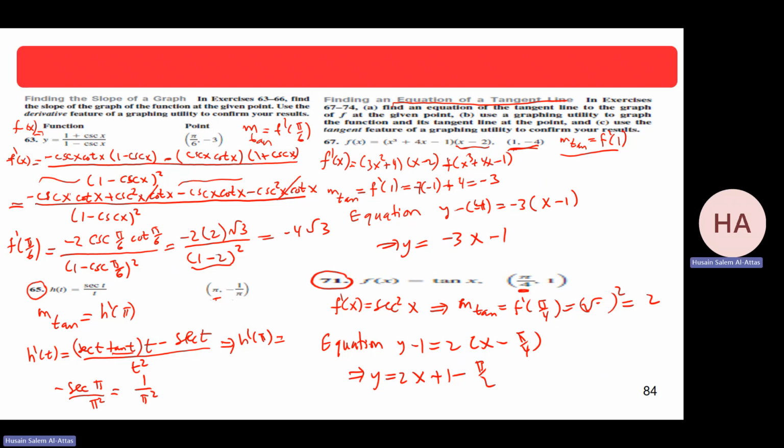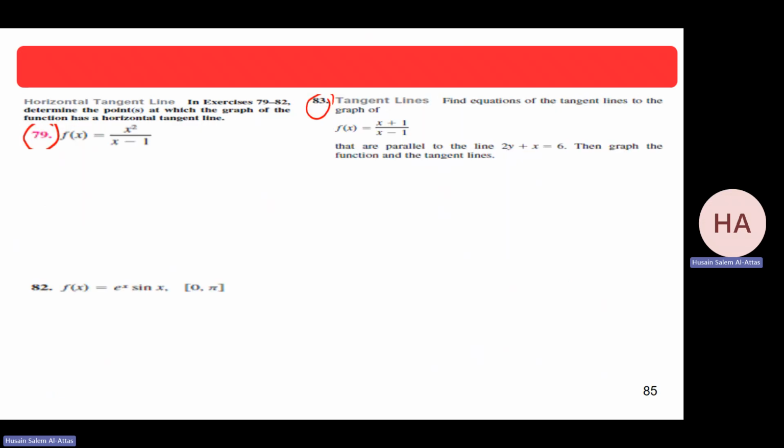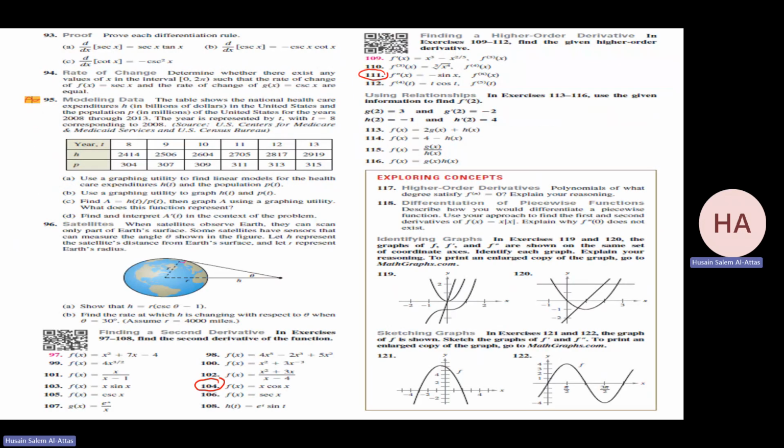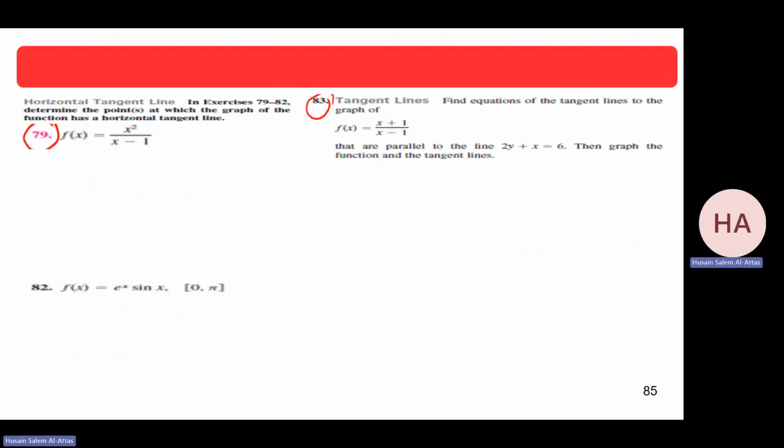Equal to x plus 1 minus pi over 2. Okay, I think we're done with these things. Now we'll come to some problems, which are not only about applying the rules; you need to think about it somehow. In these exercises, he's talking about the points at which the graph has a horizontal tangent. Horizontal tangent, simply f prime equals 0.